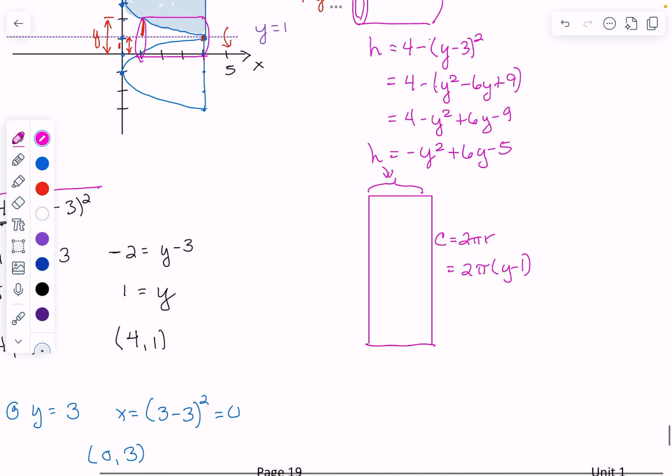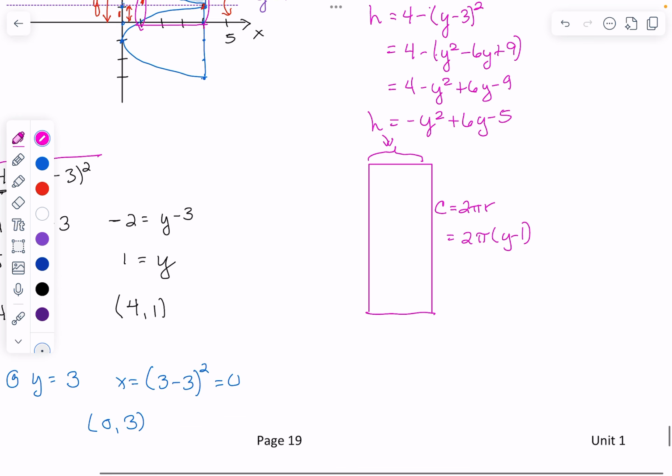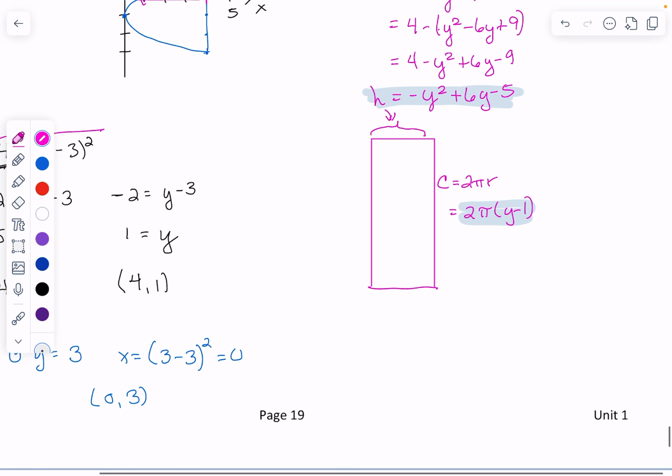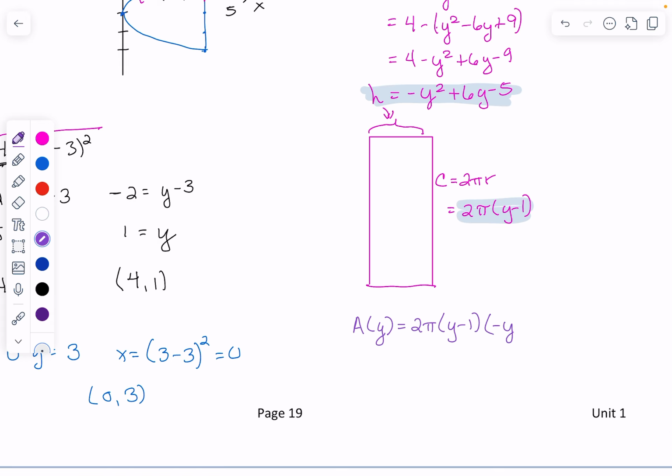All right, we are almost there. We have our one dimension and we have our second dimension right here. So I can multiply those, my height times my width or length or whatever you want to call the second one. So I'm going to say my area, again in terms of y, is going to be 2 pi times y minus 1 times my negative y squared plus 6y minus 5. This is kind of a FOIL on steroids here.